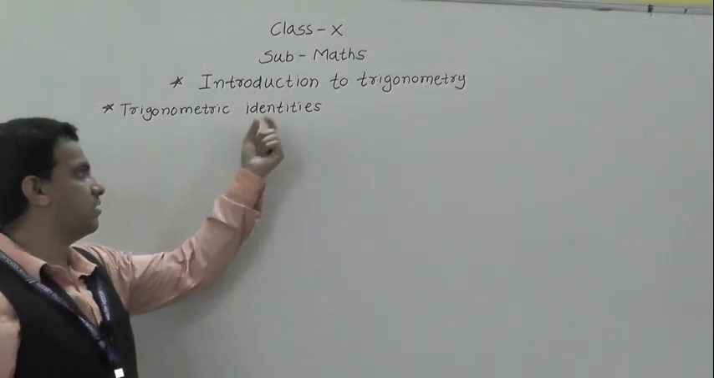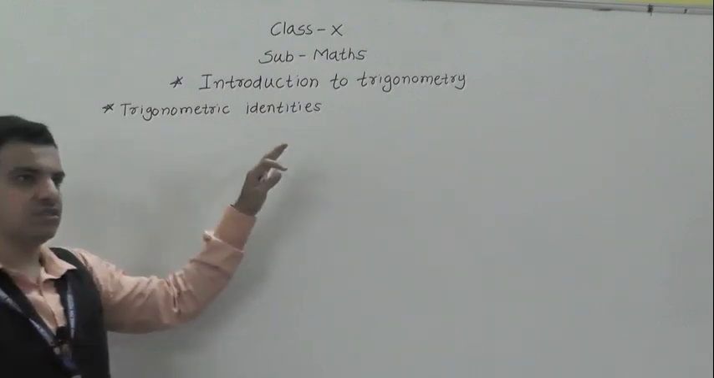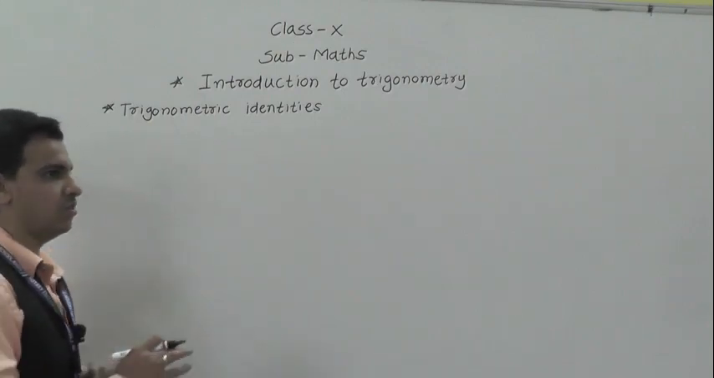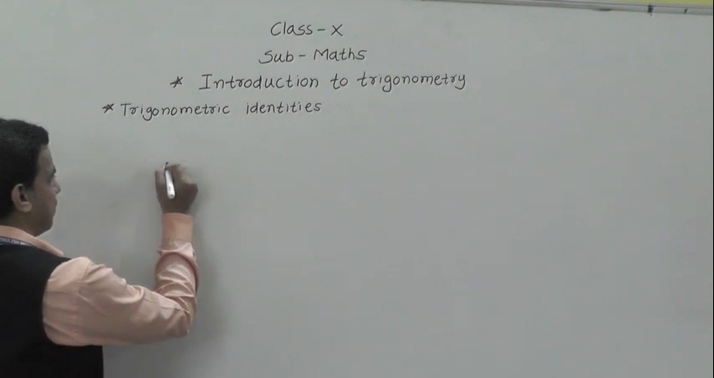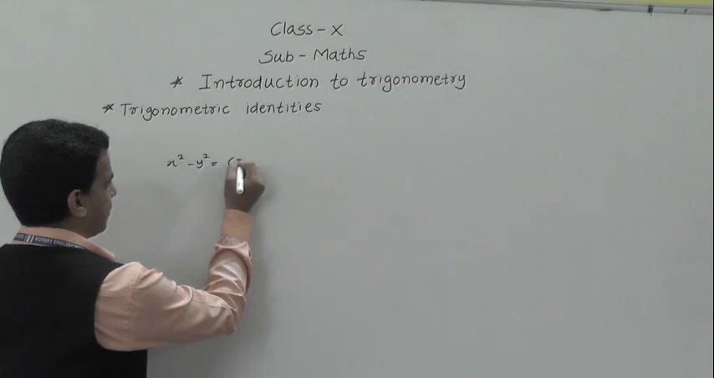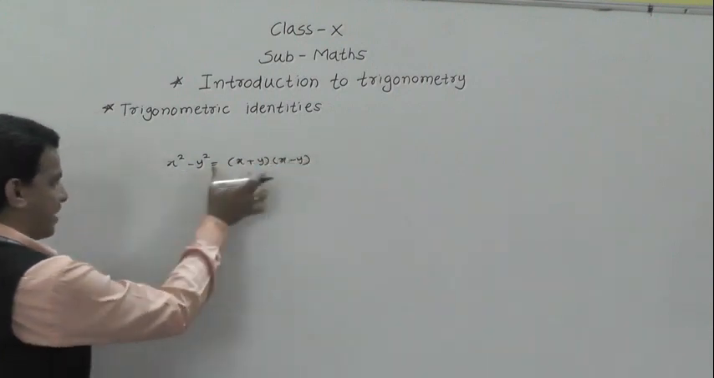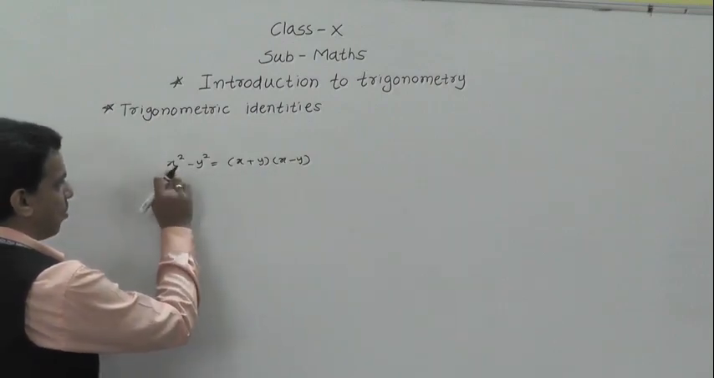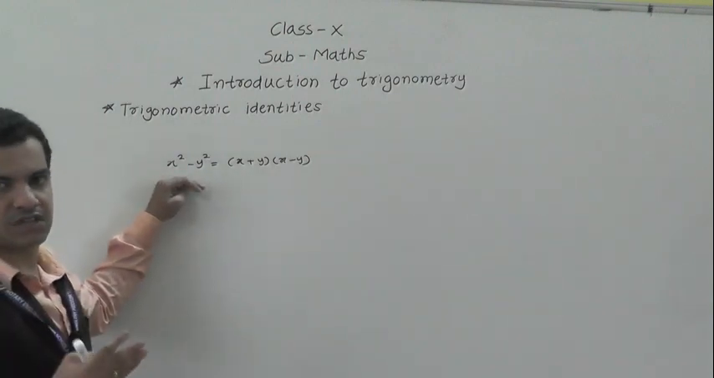So we know what is meant by identities. An identity is an equation which is satisfied for all values of x, or all values of the variable. Suppose I take x square minus y square is equal to x plus y into x minus y. This is an identity, because it is an equation which is satisfied for all values of x and y. So that equation becomes an identity.